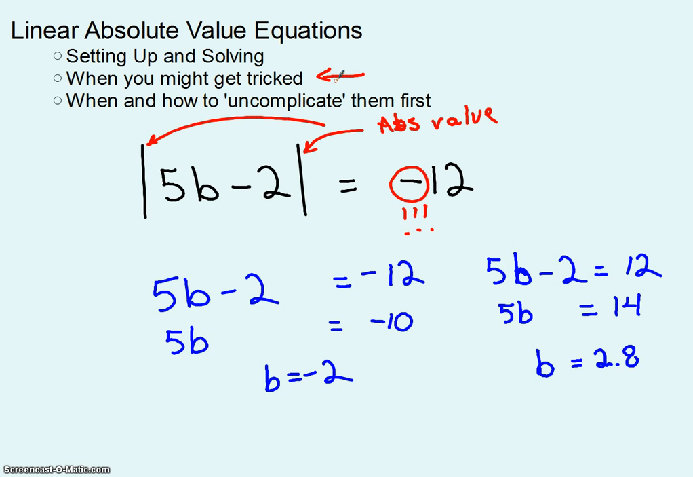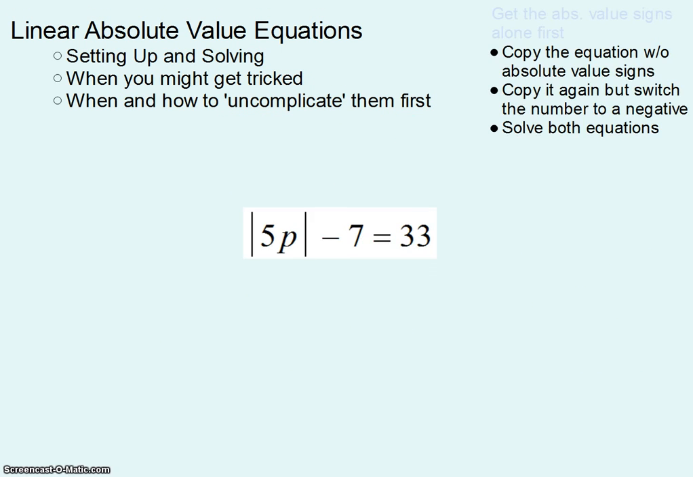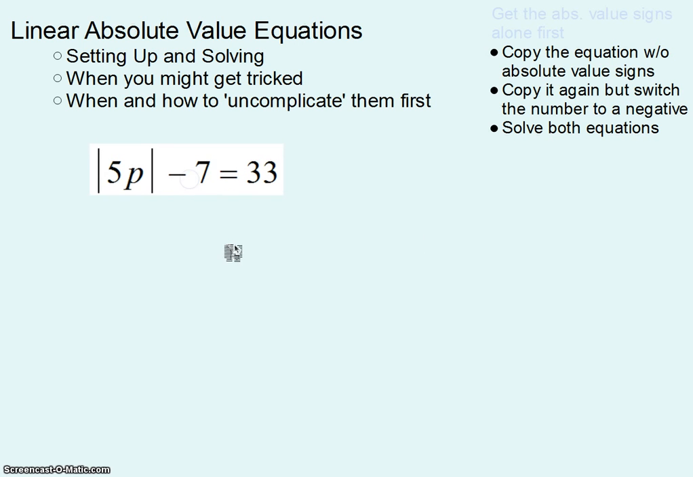So we've got another topic here, when and how to uncomplicate them first. And here's what we're looking at with that. This one needs to be uncomplicated first. Some of you might be thinking, well, that's impossible. It's already complicated. But what's happening here is we've got an absolute value and minus 7 equals 33. And what you'll find is if you start writing these equations and following the instructions like you did before, by simply copying the equation without the absolute value and then copying it again by making this negative 33, you'll get wrong answers.